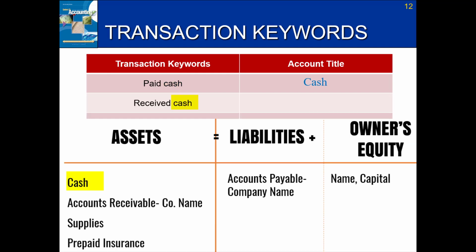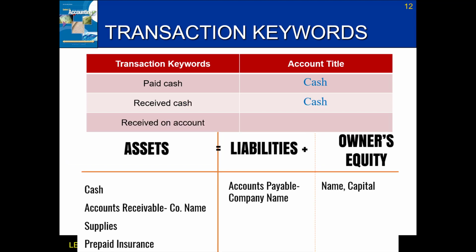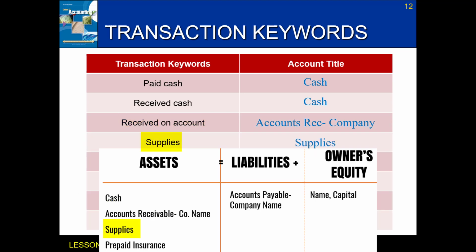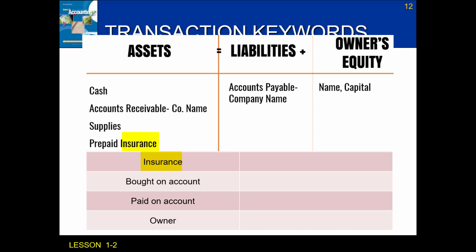For the next one, same kind of thing. Anytime you see the word received cash, again, here's my match, cash and cash. So I'm going to use the account cash. Next up, I have transaction keywords of received on account. So I'm looking for words that match up here. I see received and account, so I'm actually going to use accounts receivable. And remember, the official title will have the company's name from who I'm supposed to be receiving money. Supplies matches right up with supplies. And then this insurance matches up with the account title of prepaid insurance.